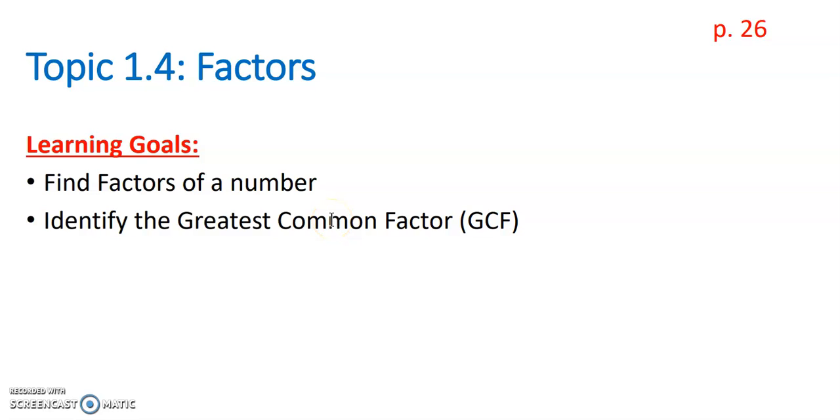Hello, so we're going to take a look at topic 1.4, factors. We're going to find factors of a number today, and we're going to identify something called the greatest common factor, or GCF for short.